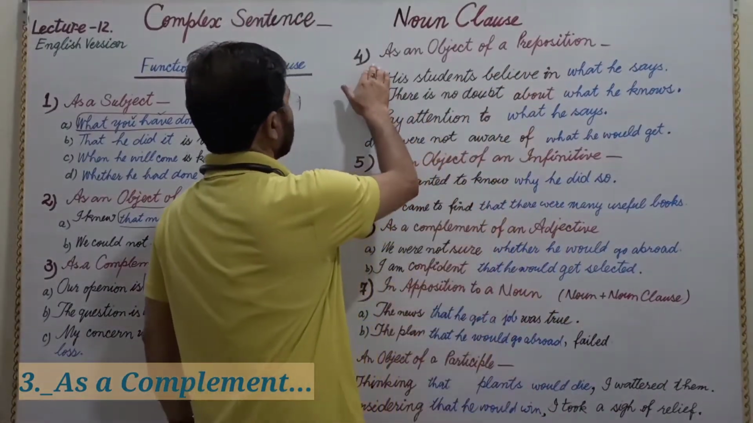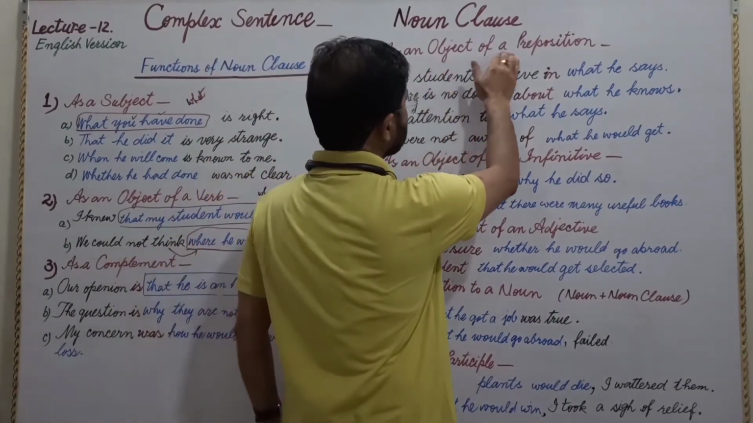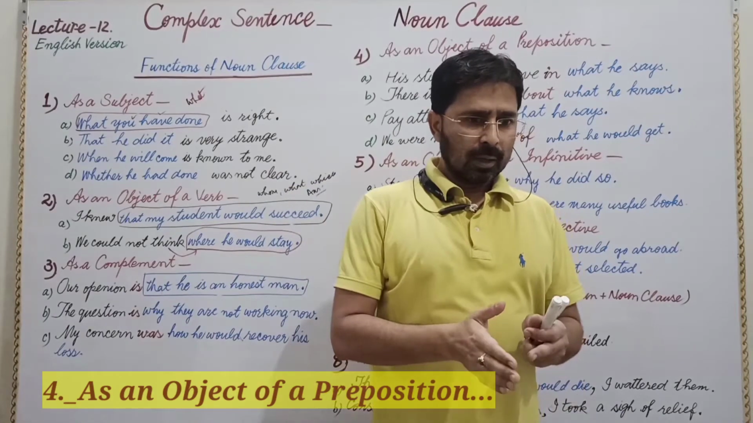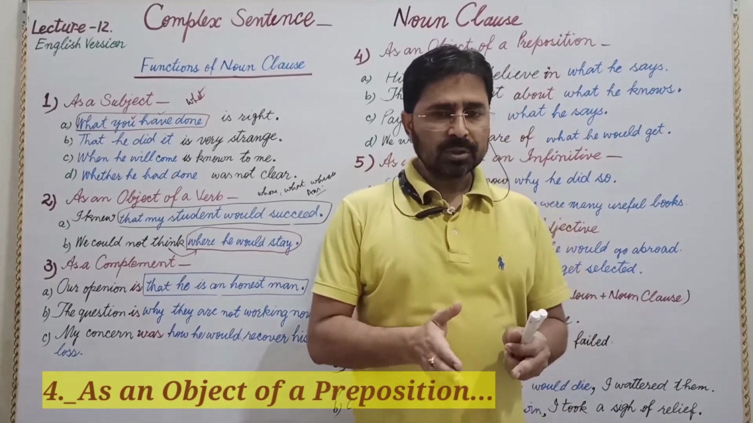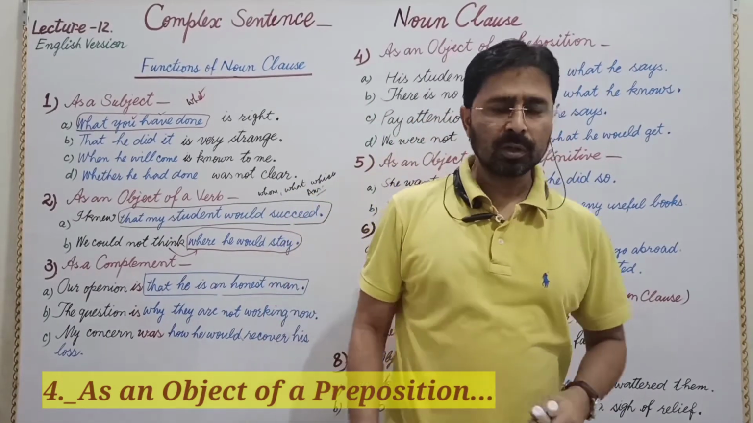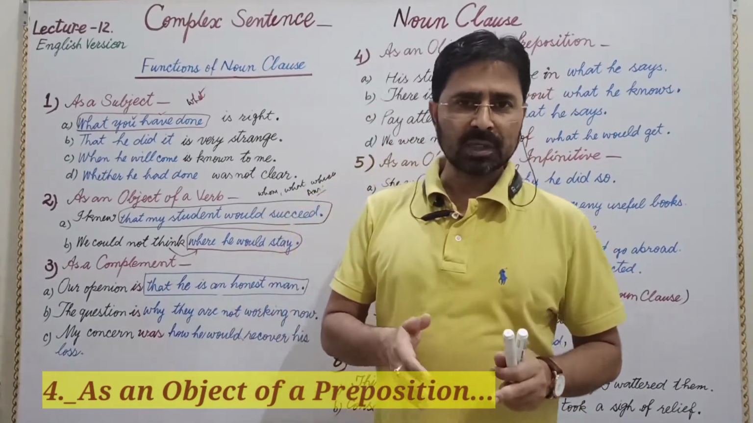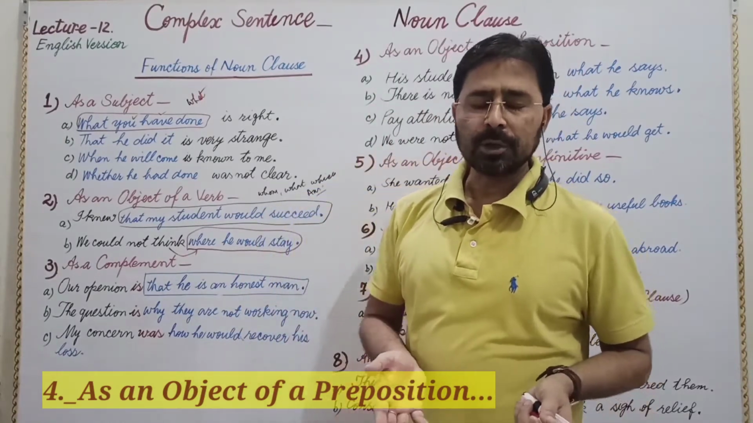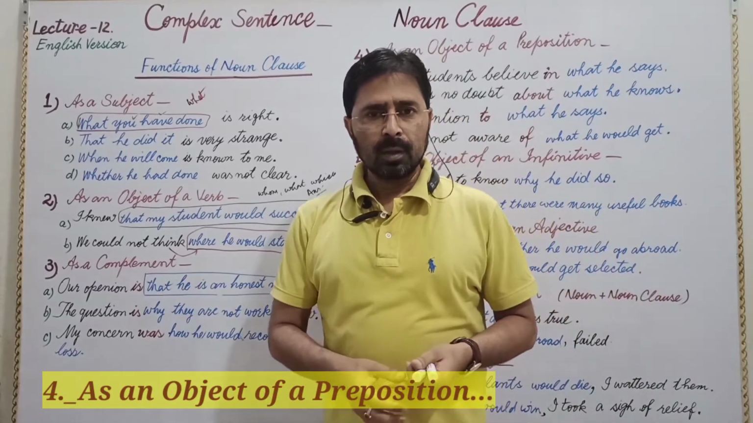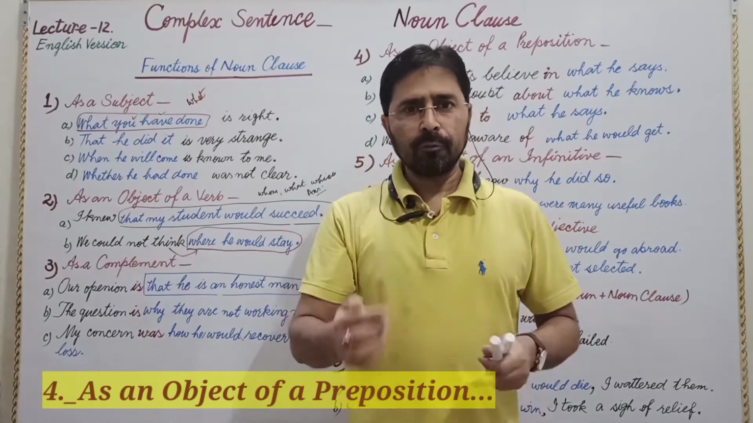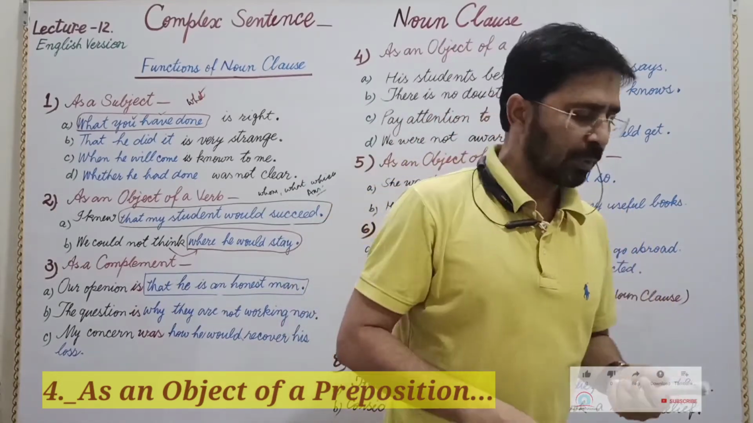Now let's understand point number 4, as an object of a preposition. It means we will have something in the form of a preposition, and then we will use a noun. And after a preposition, whenever you use an object, as you know that it is an object, we use it in objective form. Between him and you, between you and me, we use objective case after a preposition.